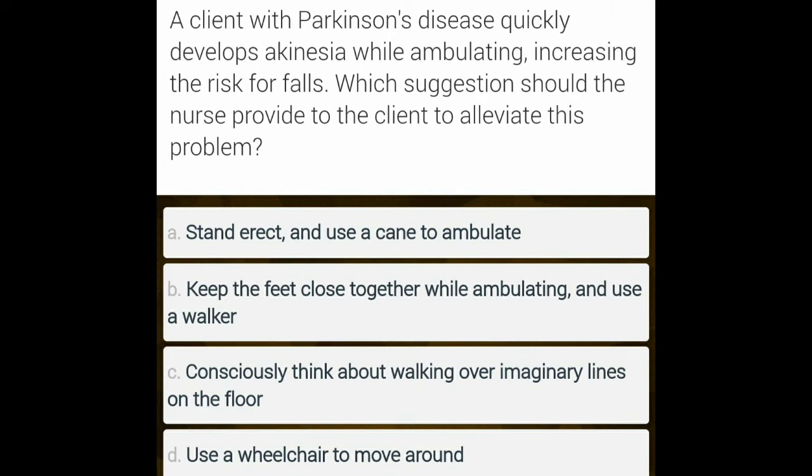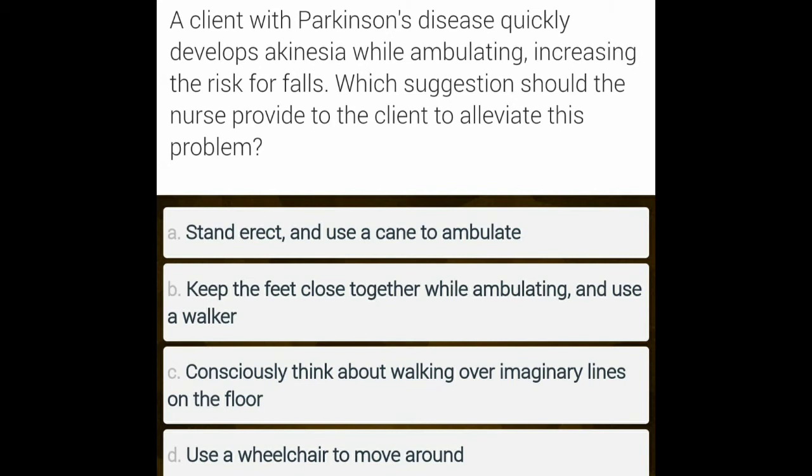First one, stand erect and use a cane to ambulate. Second, keep the feet close together while ambulating and use a walker. Third option, consciously think about walking over an imaginary line on the floor. Fourth one, use a wheelchair to move around. What should be our answer? Stand erect and use a cane to ambulate, first option: they cannot move with a cane. Second option, keep the feet close together while ambulating and use a walker.